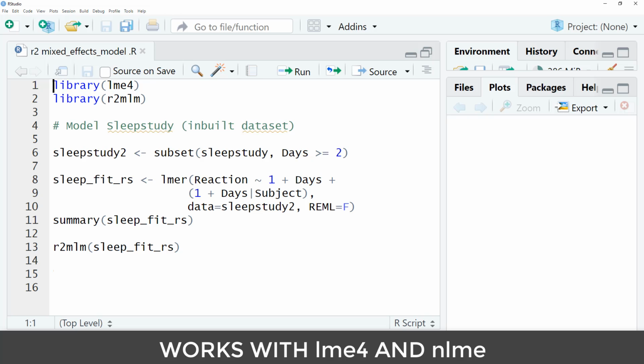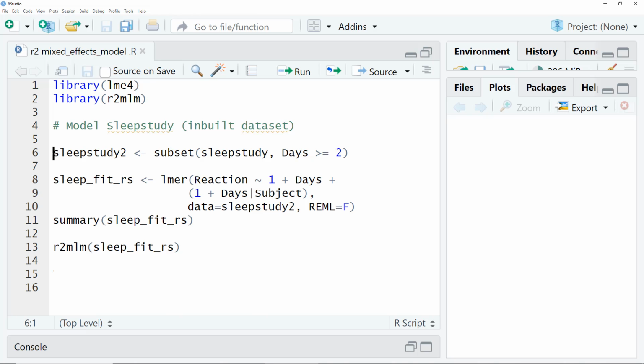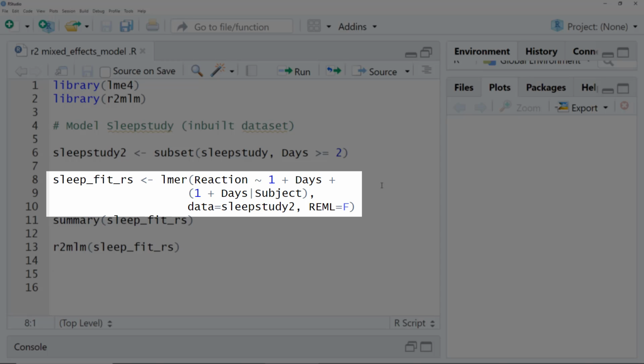In this tutorial, I'll work with the nlme package, but the R2MLM package works also with multi-level models based on the lme4 package. So you can use both standard multi-level packages with this approach. As an example, I use an inbuilt dataset, sleep study, which can be used to investigate the effect of sleep deprivation on reaction time. First I do some data cleaning that's not relevant for this topic, and then I estimate the multi-level model.